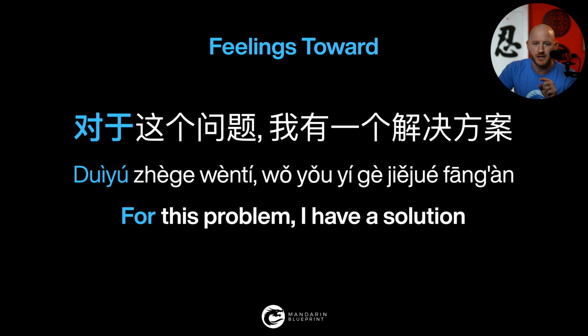You're like, oh, I want to learn how to speak Chinese. I want to learn how to be all formal and at some big black tie event. And it's like, yeah, but it's not just there. 对于这个问题，我有一个解决方案. For this problem, I have a solution, right? So this is an example. Some of you are saying this at work or something like that. And 对于 is really just a slightly more formal way of saying 对. You could say 对这个问题，我有一个解决方案. That would be fine. There's nothing wrong with that. But 对于这个问题 makes you sound a little bit more educated.